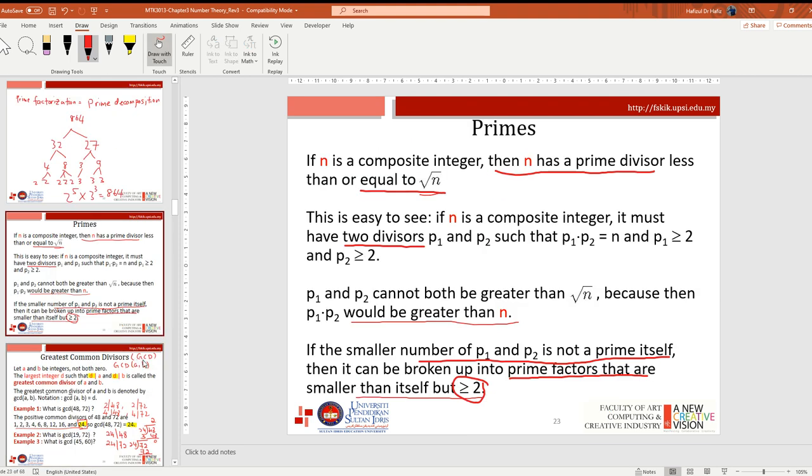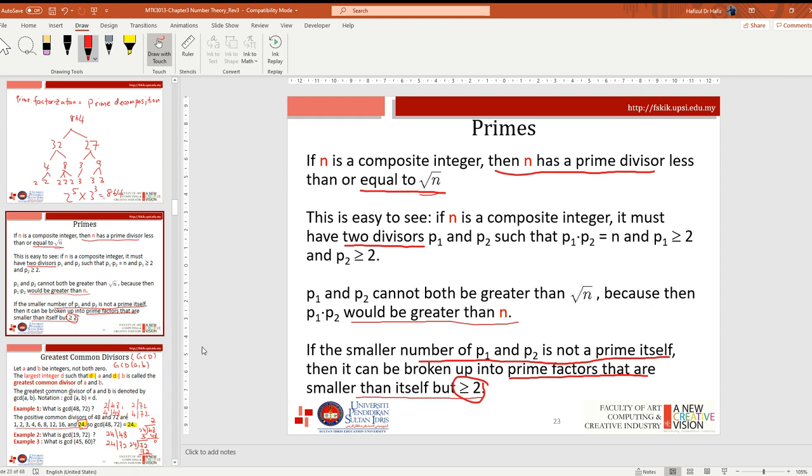Okay, and then for the prime: if n is a composite integer, then n has a prime divisor less than or equal to the square root of n. It is easy to understand. If n is a composite integer, it must have two divisors, p1 and p2, such that p1 multiplied by p2 is equivalent to n, and p1 is greater than or equal to 2, and p2 is greater than or equal to 2.